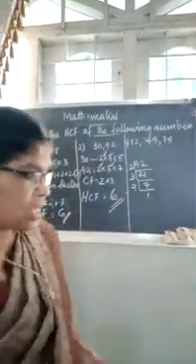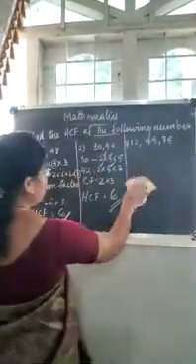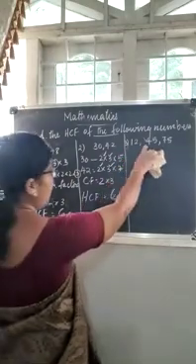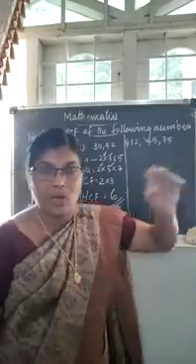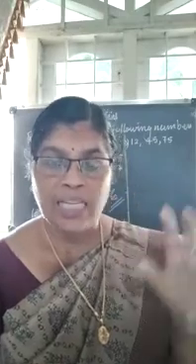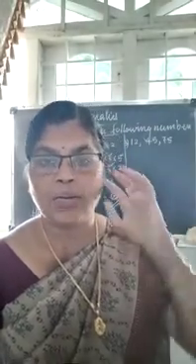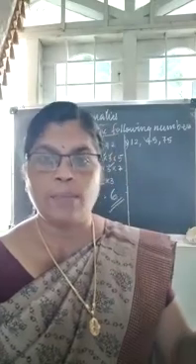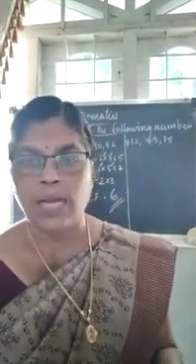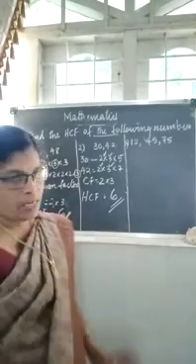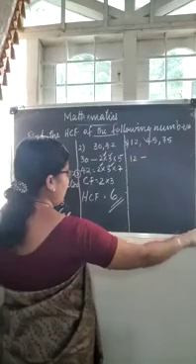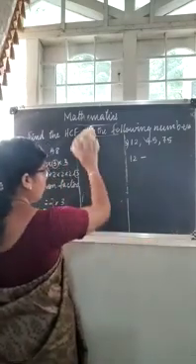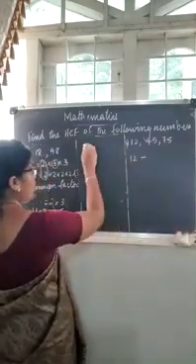Okay, then let us move to the next question, that is, find the HCF, highest common factor, of these three numbers. That means which is the highest number by which we can divide these three numbers together? Okay, so let us find the prime factors of 12. What are the prime factors of 12?